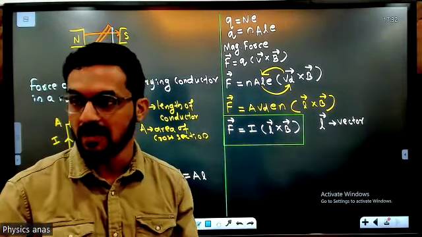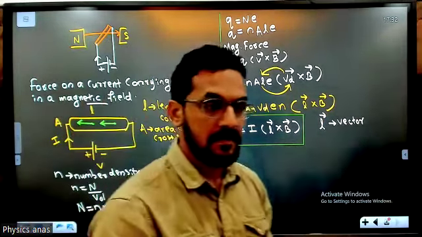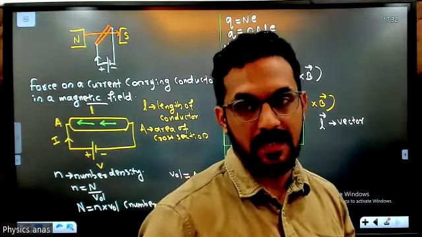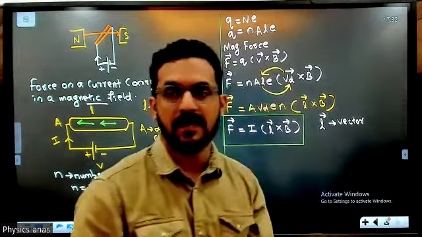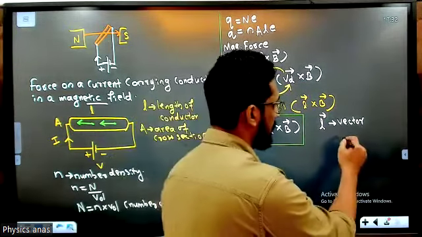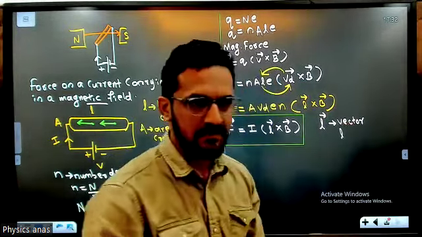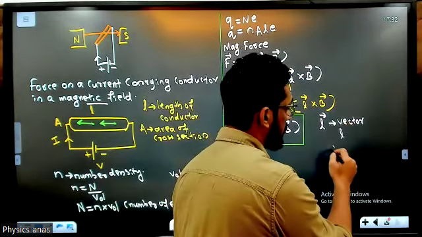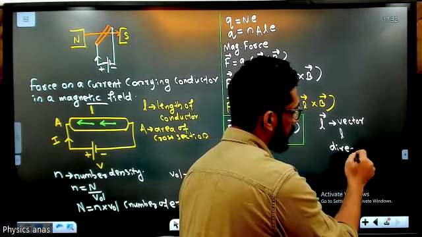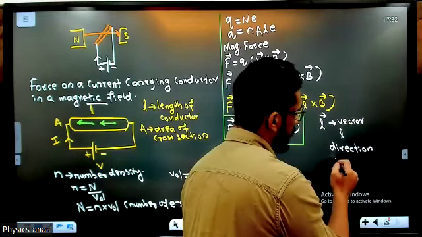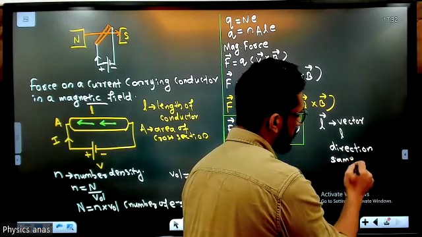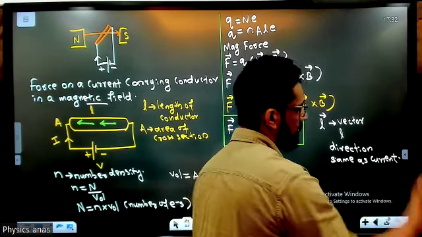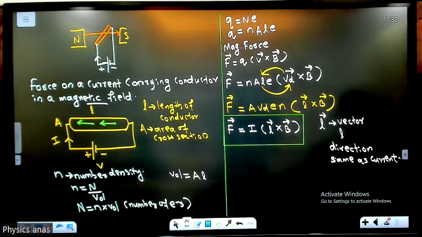So it's a vector now. What is a vector? A vector has a magnitude and a direction. What is the magnitude? Magnitude will be L, the length. And the direction will be the same as that of the current. Did you understand this? Okay.